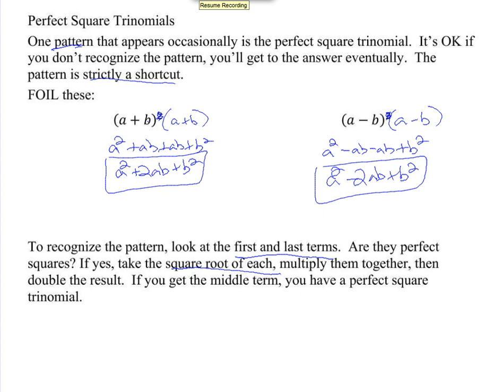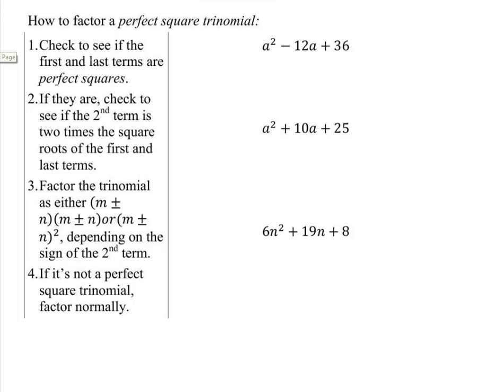If the pattern is not there, or if you don't remember the pattern, then you need to do it the long way, using just factoring. So the steps are here. Let's see if this is a perfect square trinomial. Let's see if we can use the pattern, okay? Is this first one a perfect square? Yes. Is the last one a perfect square? Yes. So we could have a perfect square trinomial here. Doesn't mean we have one, it means we could have one. We have to check the rest of the pattern.